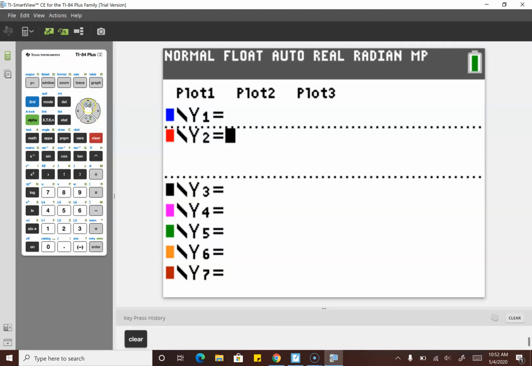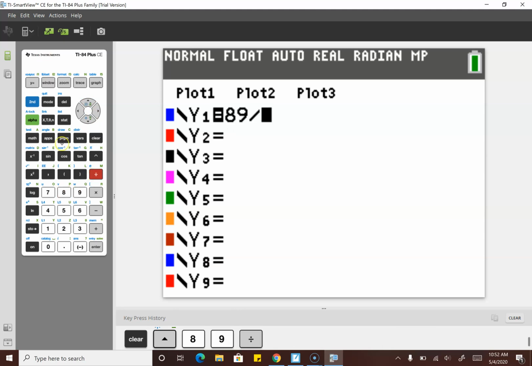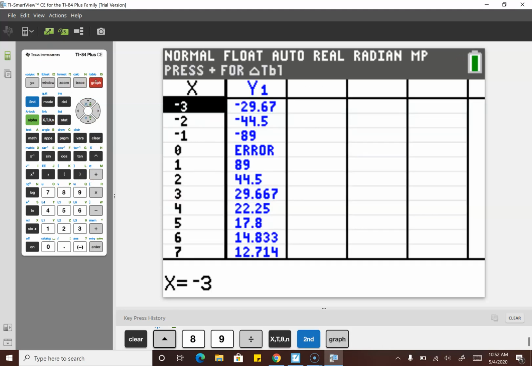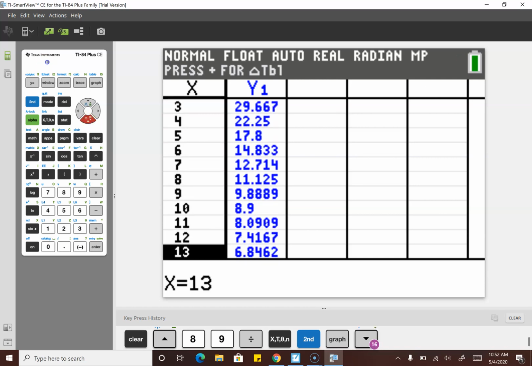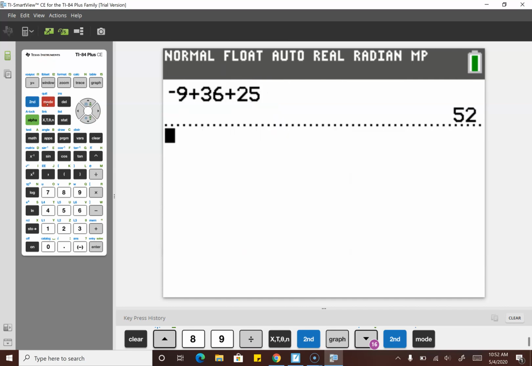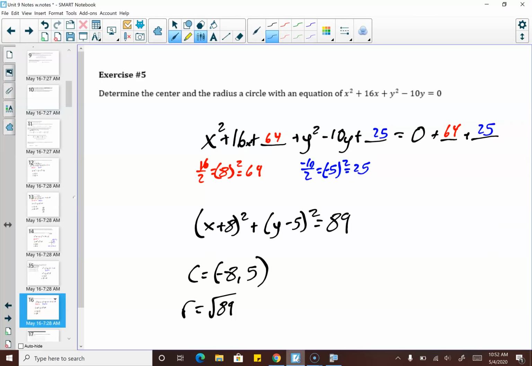I will take a quick check, though, just to make sure. 89 divided by each possible factor gives a decimal for the most part, so I'm going to assume that there's no way to simplify that. Therefore, our radius is just going to have to stay the square root of 89. So that's how we take our standard form and turn it into center-radius form by completing the square.